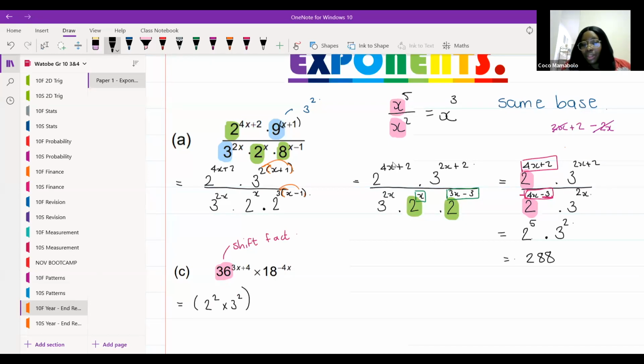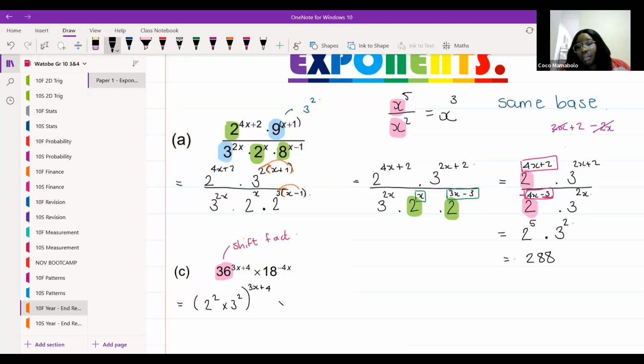Now, the thing with this is, we don't do 6 to the power of 2 because that's not going to work for 18 either. Good, we're going to get 2 to the power of 2 times 3 to the power of 2. But on the outside of this 36, there was a 3x plus 4 on the outside.